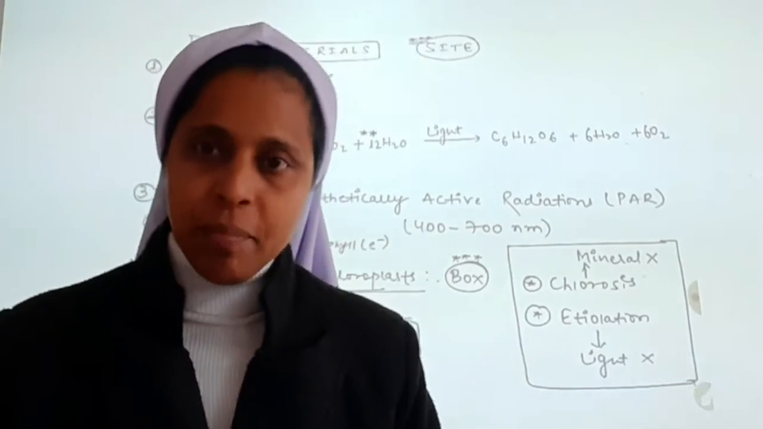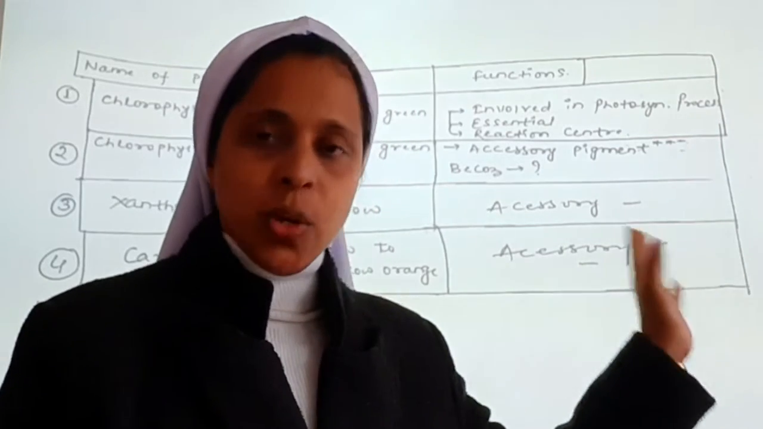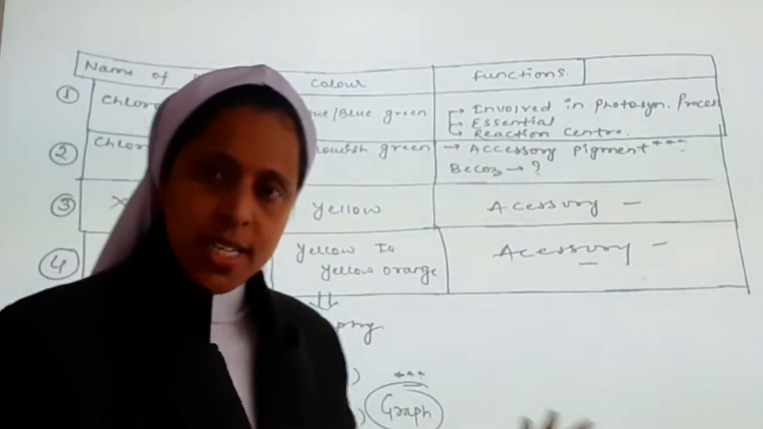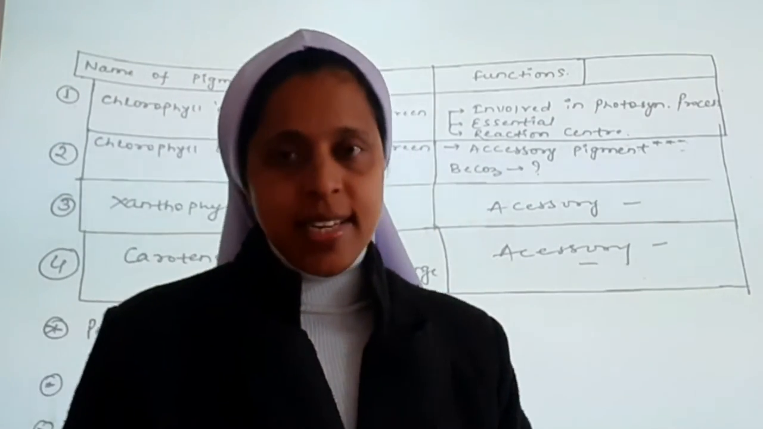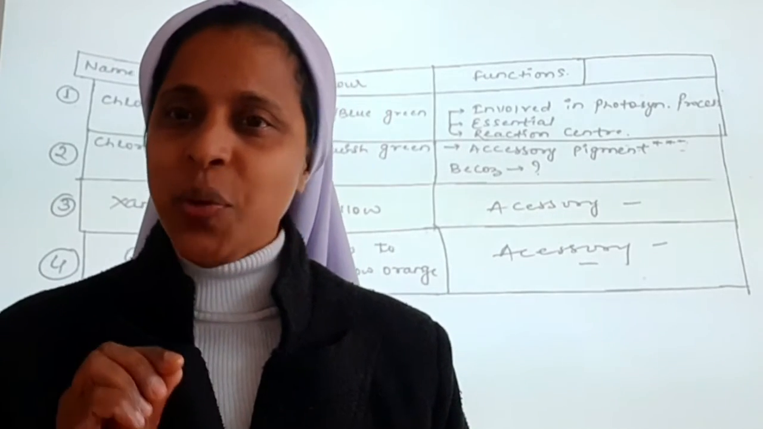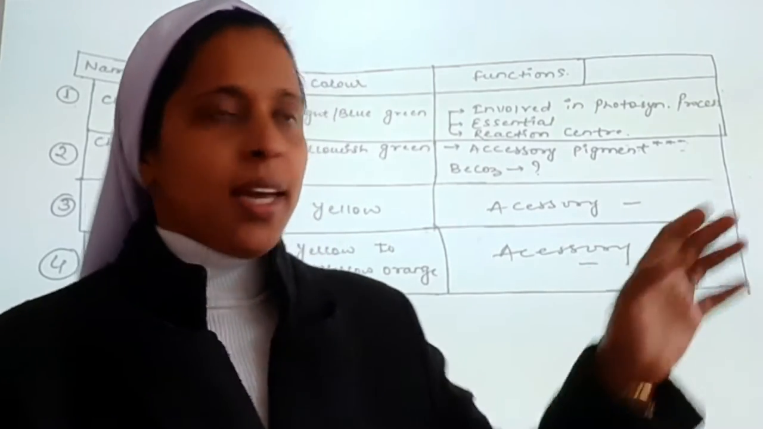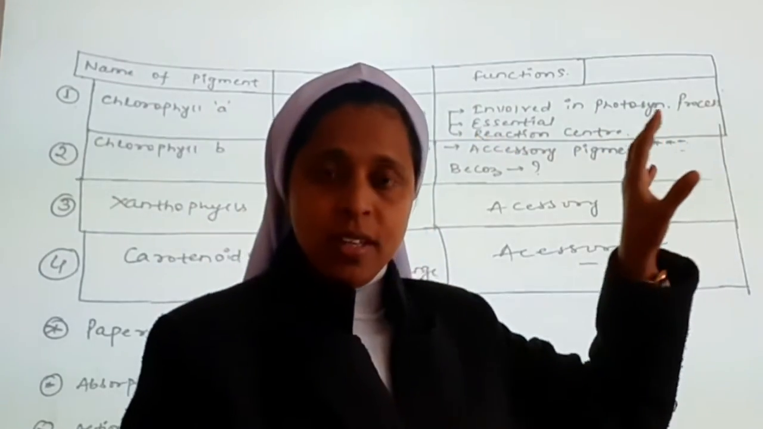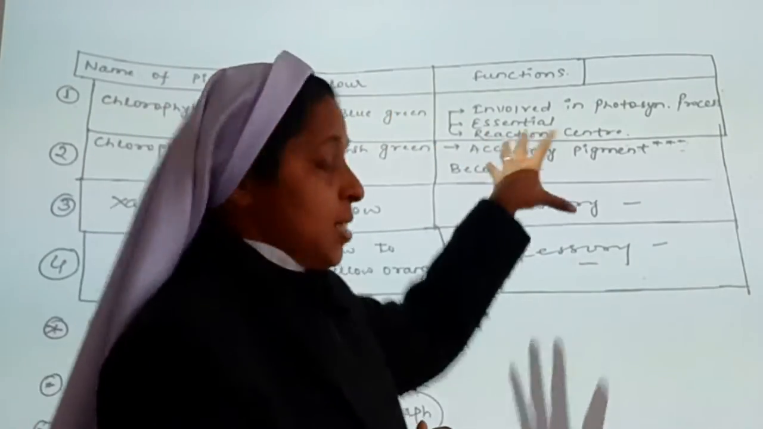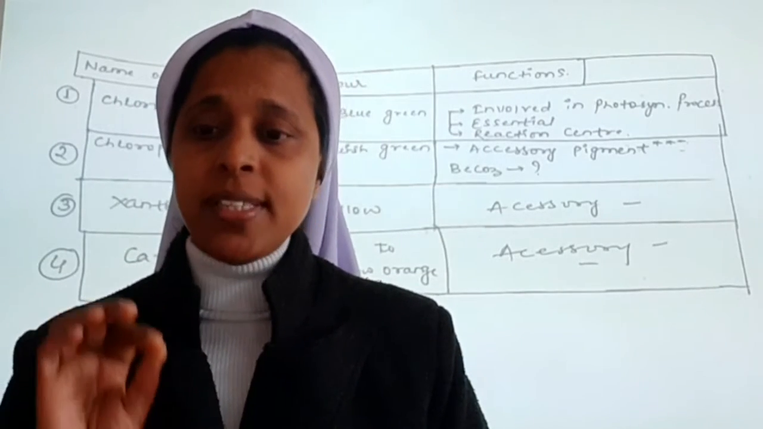Now let us learn about the pigments. The important pigments are chlorophyll A, chlorophyll B, xanthophylls, and carotenoids. The color variation is also there. What are the functions? Let us learn about chlorophyll A. We can call it the chief pigment or the universal pigment. It is involved in the photosynthesis process, it is essential, and it forms the reaction center.